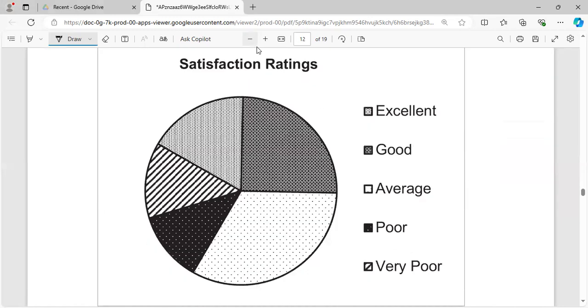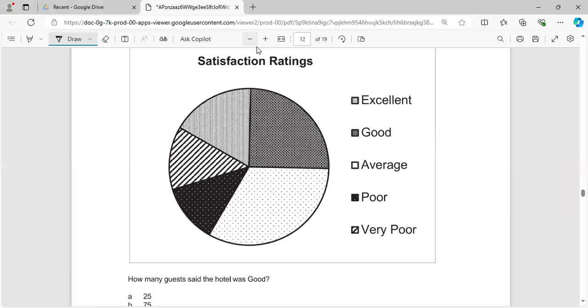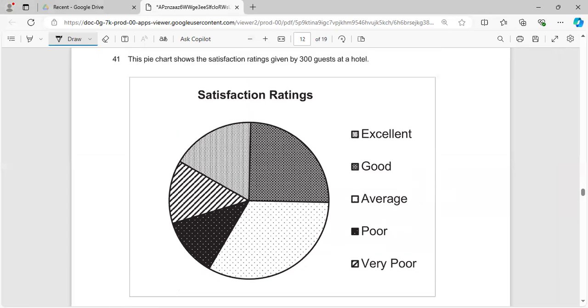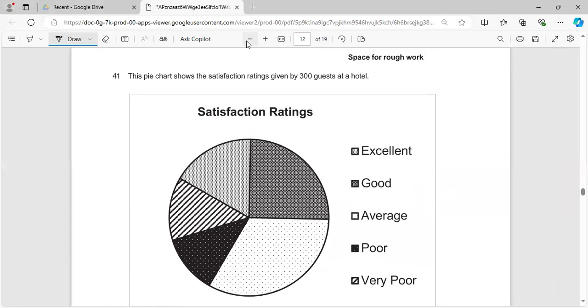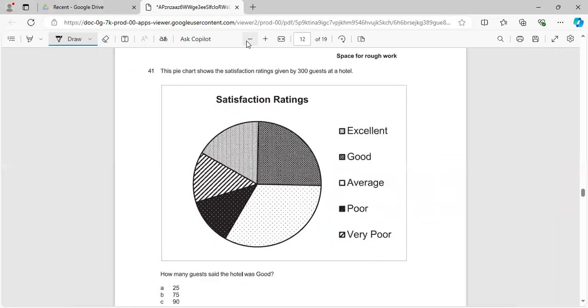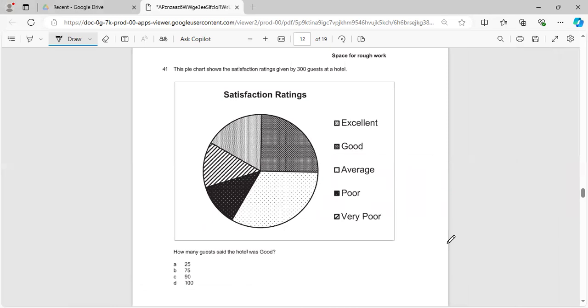Alright, let me zoom in on this so you guys can see. It says, how many guests said the hotel was good? So let me show you everything first. I'm gonna minimize it one more time so you can see the options as well. Yeah, here we are, guys. It says the pie chart shows the satisfaction ratings given by 300 guests at a hotel. And you have excellent, good, average, poor, very poor. Alright? And next it says, how many guests said the hotel was good? Go ahead and complete that.